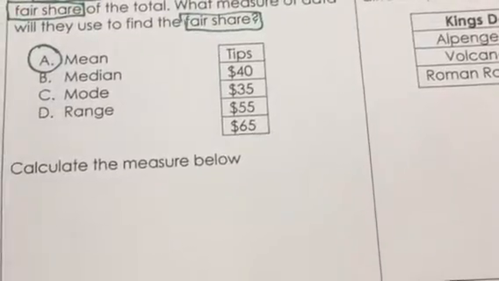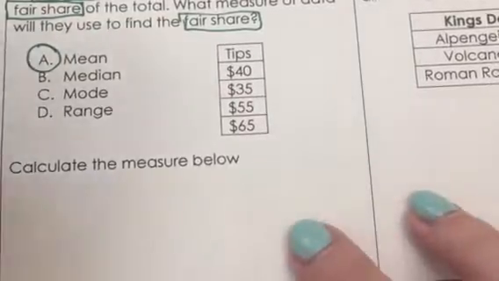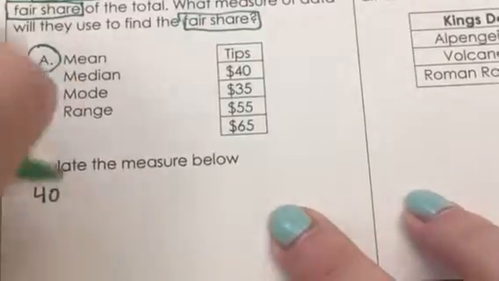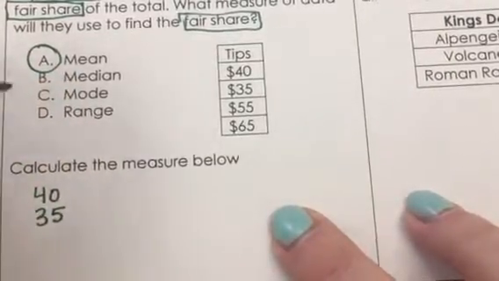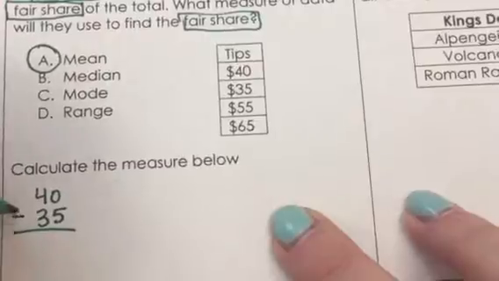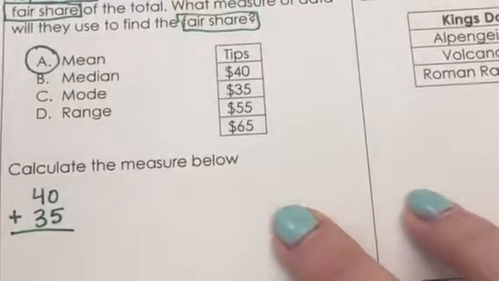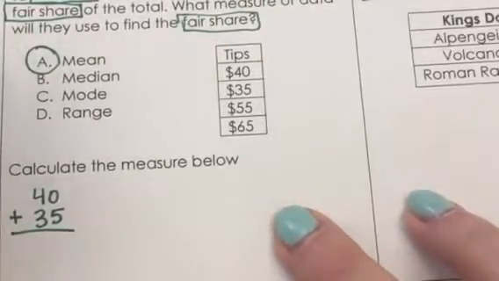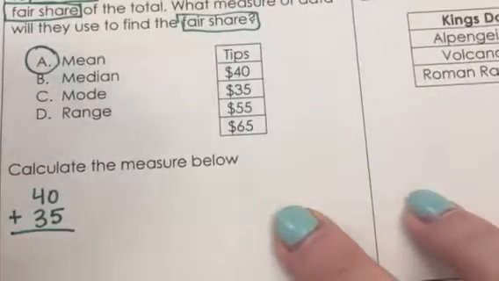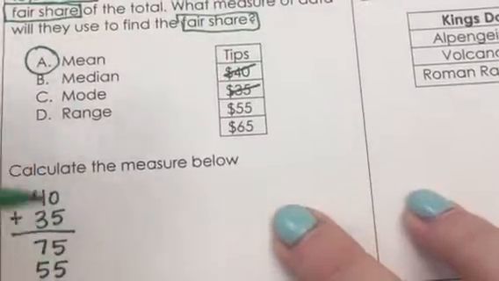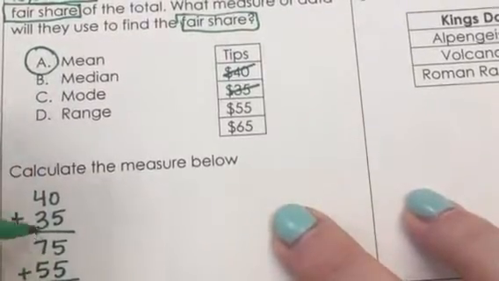Then on the bottom it says calculate the measure below. So in order to find my mean, I know I have to add up all my points and then divide by the number of points there are. So I'm going to add up my tips. And what's important to do is you want to add them up by hand, but you're always going to have a calculator for this section of the SOL, so you can check yourself with your calculator. And if they don't match up, I would do it in the calculator again until you got the same answer at least twice. So right now I'm just adding them all together. That's my first step.